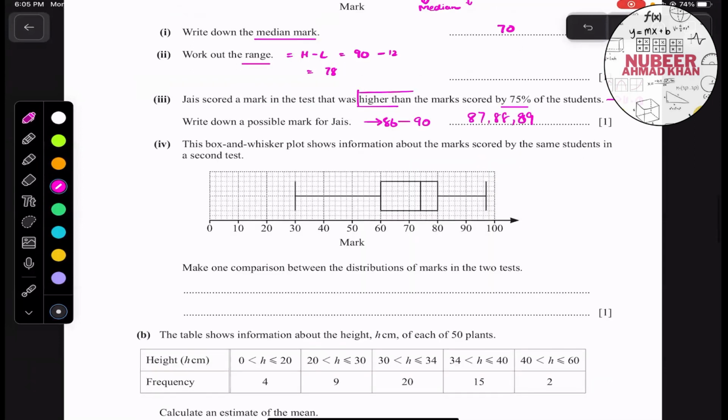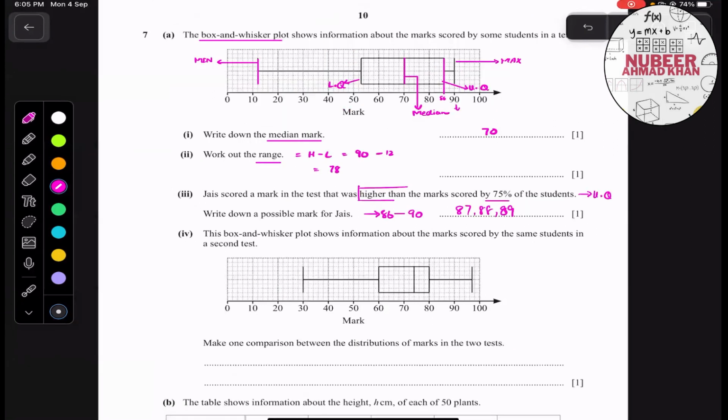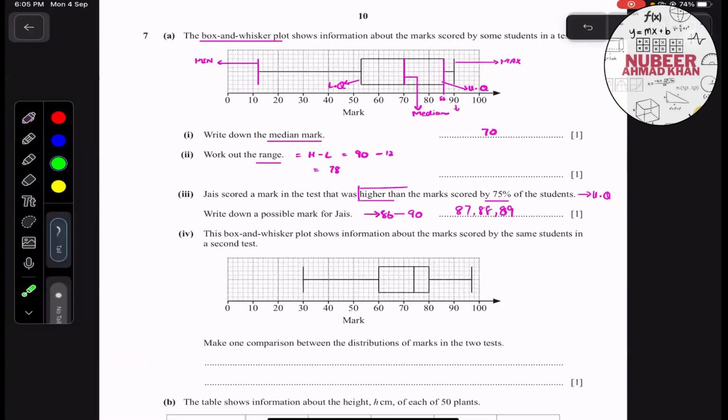Okay. The next one, it says the box and whisker plot shows the information scored by the same student in the second test. Make one comparison between the distribution of the marks for the test question. So if you look at the marks, अब ये ना observation का question है. It's not like mathematical. It's more like an observation question. You have to look at the values and compare the two values.